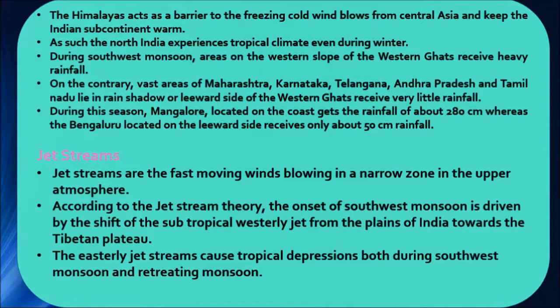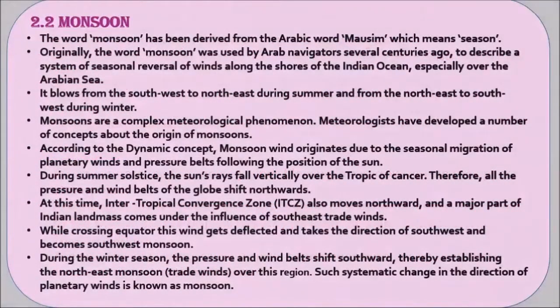Now, let us go to 2.2, that is about monsoon. The word monsoon has been derived from the Arabic word mausim, which means season. So the word monsoon is derived from the Arabic word mausim, and it means season.